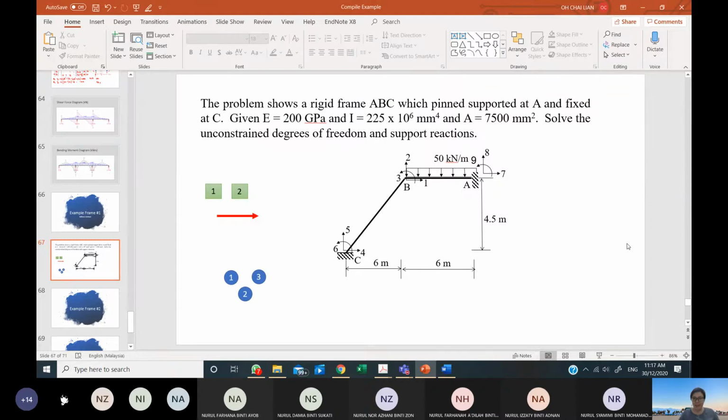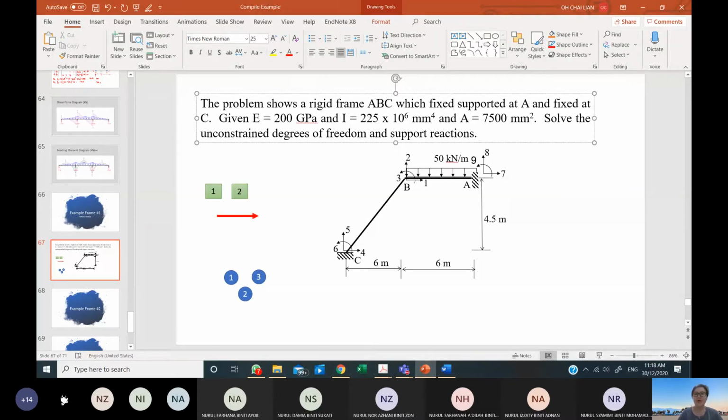So now we are going to start. Let me read the problem. This is a frame ABC, which is pin supported at A, and, oops, sorry, can you help me change this? Fixed supported at both A and C, given the E value, I value, and the A value. We want to solve the unconstrained degrees of freedom and the support reactions, meaning we want to solve for the unknown displacements and also the support reactions.